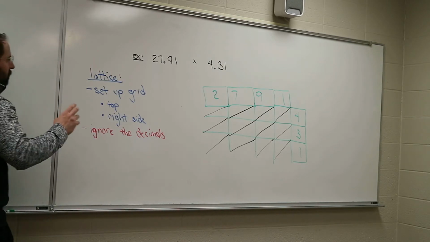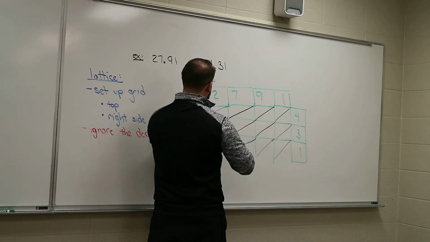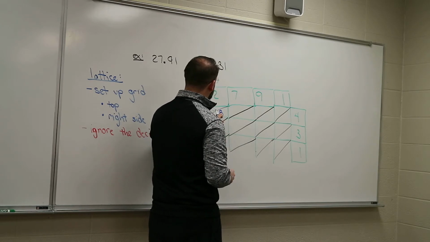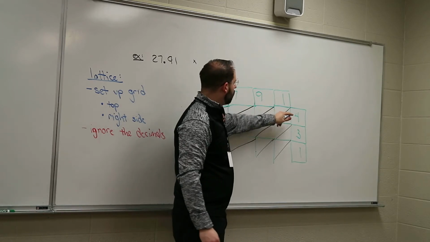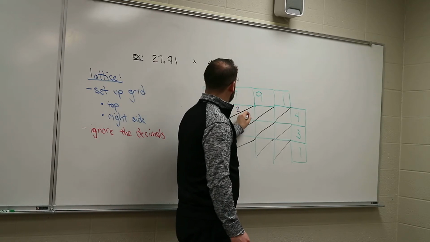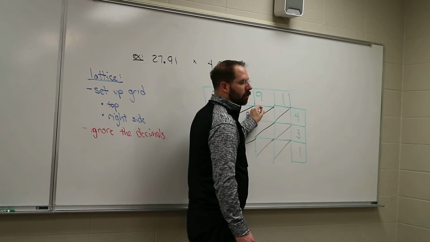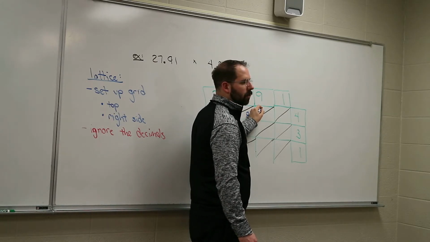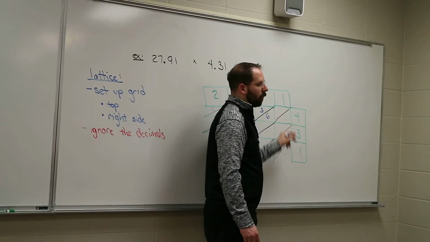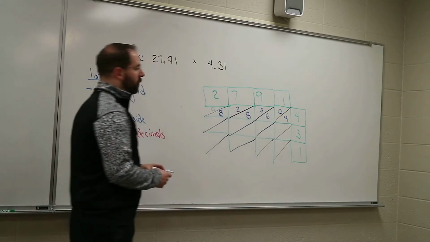Now, when you do this, you're just multiplying one number at a time, which is kind of nice. So let's start here. 2 times 4, 8. And when it's two digits, you can write both. If it's a single digit, you write 0, 8. Okay. 7 times 4, 28. 9 times 4, 36. 1 times 4, 4. Perfect. Okay, good. That's the first row.